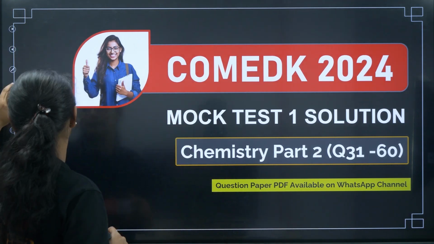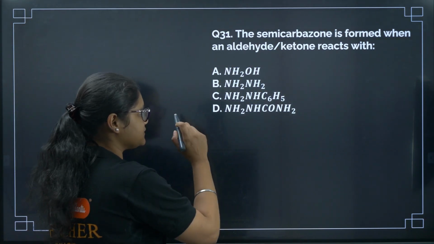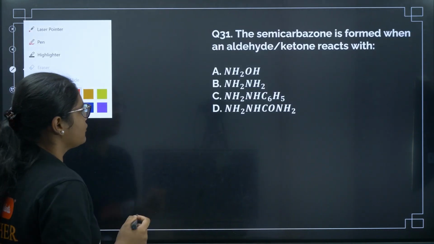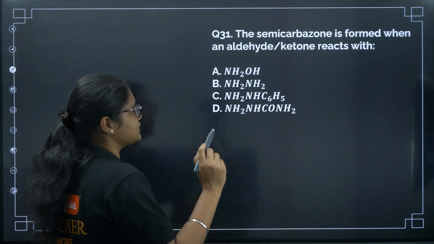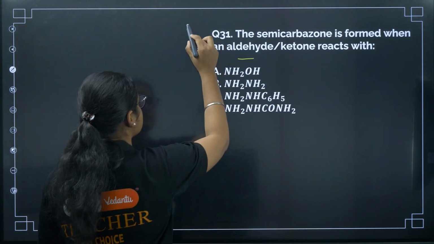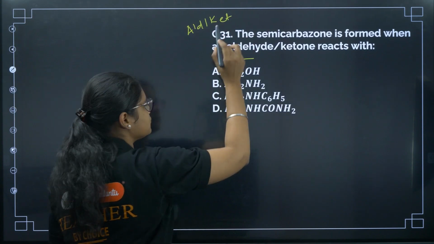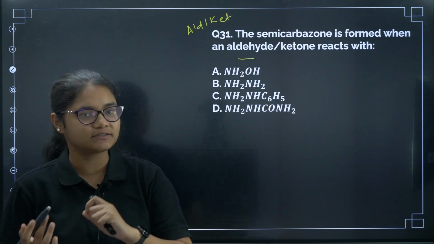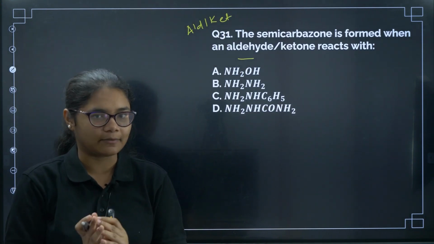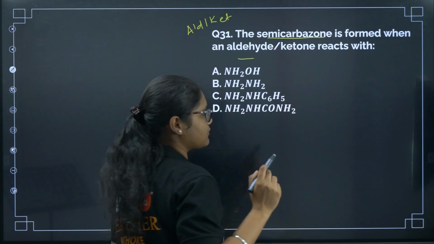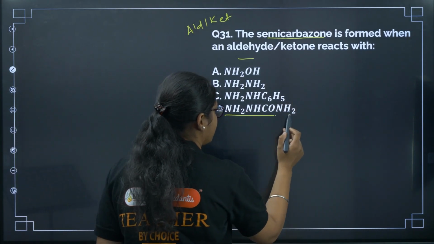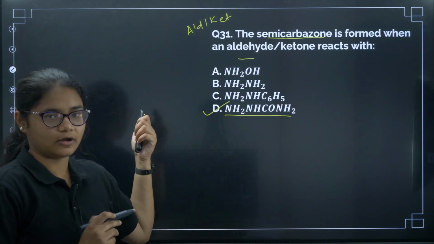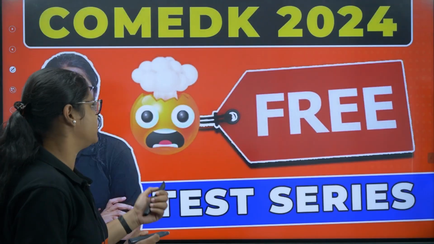Let us now start with the first question. The semicarbazone is formed when an aldehyde or ketone reacts with... The question is from the aldehydes and ketones chapter. Most of these questions are previous year questions, so you will be able to know what type or level of questions are asked from a particular chapter. Semicarbazone is from your ammonia derivatives. This is NH2NHCONH2. The correct answer for this question is option D. It is a direct question from the addition of ammonia derivatives.